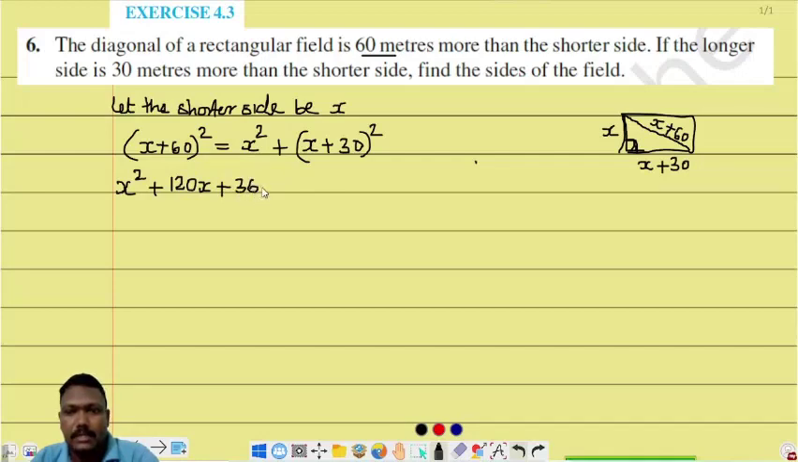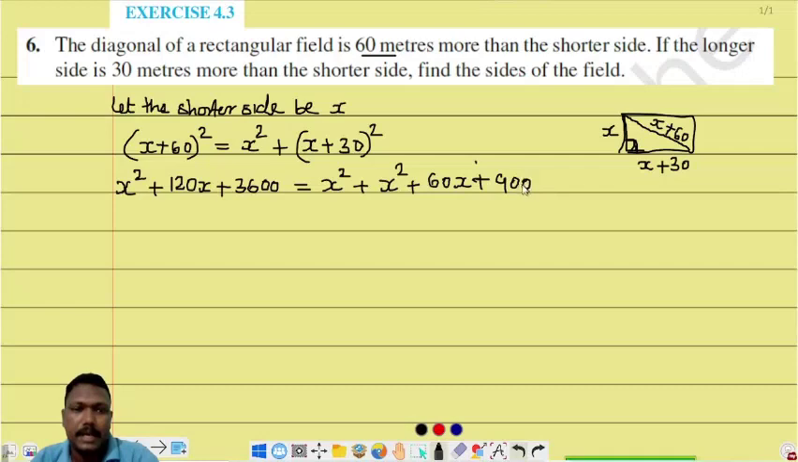This is equal to x squared plus, this also we have to expand using the identity. So we get a squared, that is x squared, plus 2ab, that means 60x, plus b squared. b squared means 30 squared. What is 30 squared? It is 900.